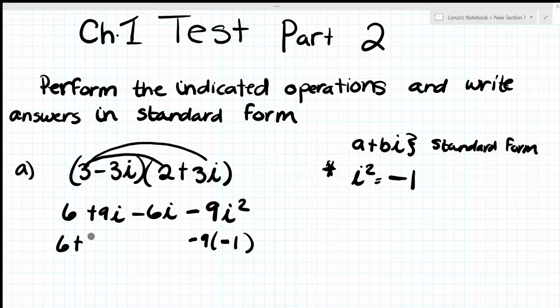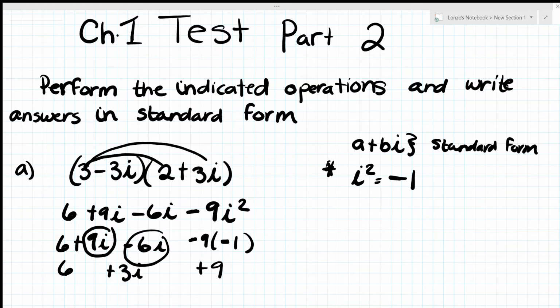This is 6 plus 9i minus 6i. Negative 9 times negative 1 is positive 9, right? This is just 6. Now, we can combine the i's, right? This is a 9i and a negative 6i. What is that going to be? 3i, positive 3i.